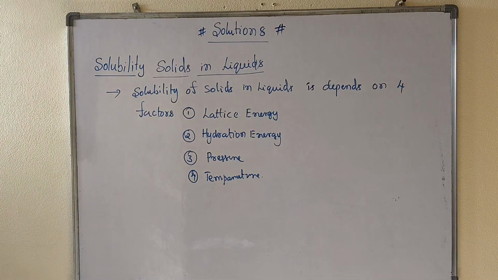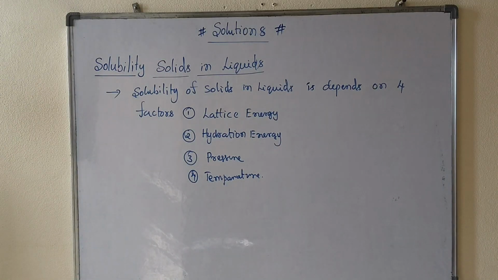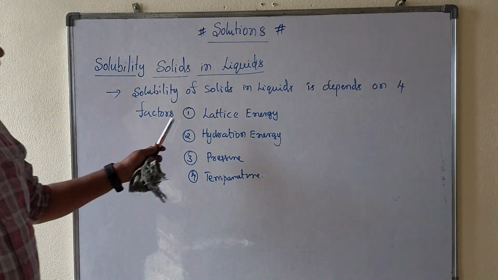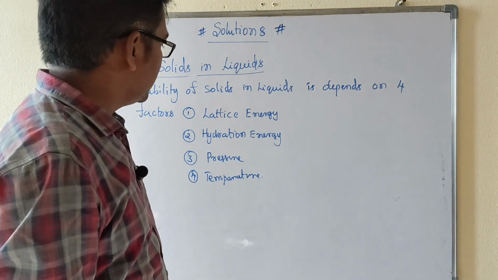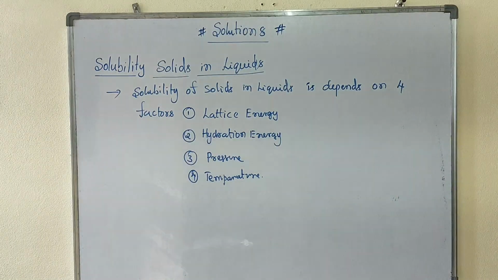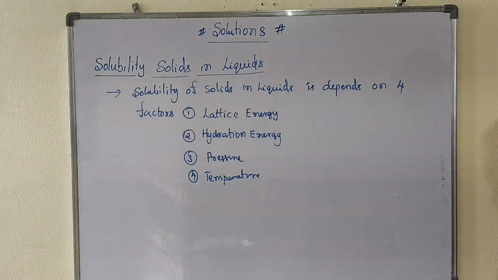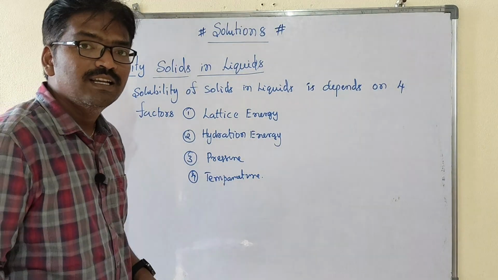So look at the four factors. Factor number 1, lattice energy. Number 2, hydration energy. Number 3, pressure. Number 4, temperature. That will be there. So we'll discuss them one by one. So what is the lattice energy generally?